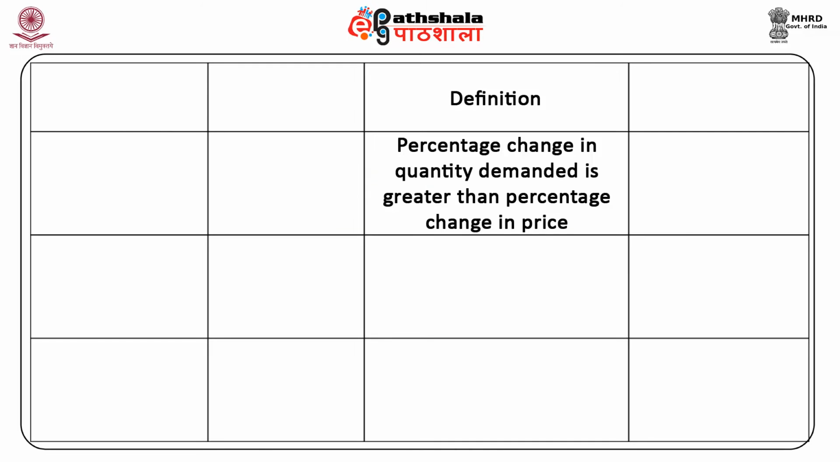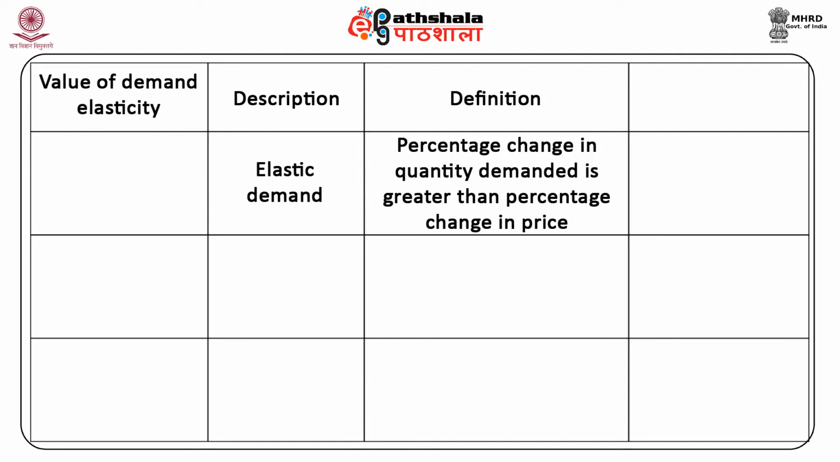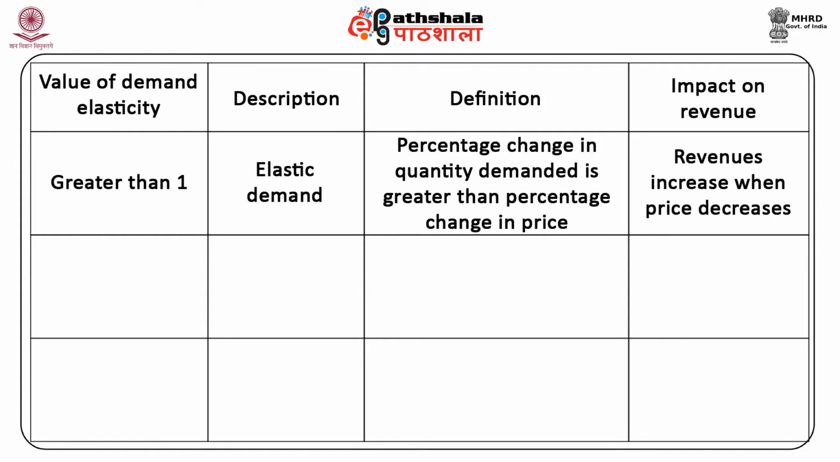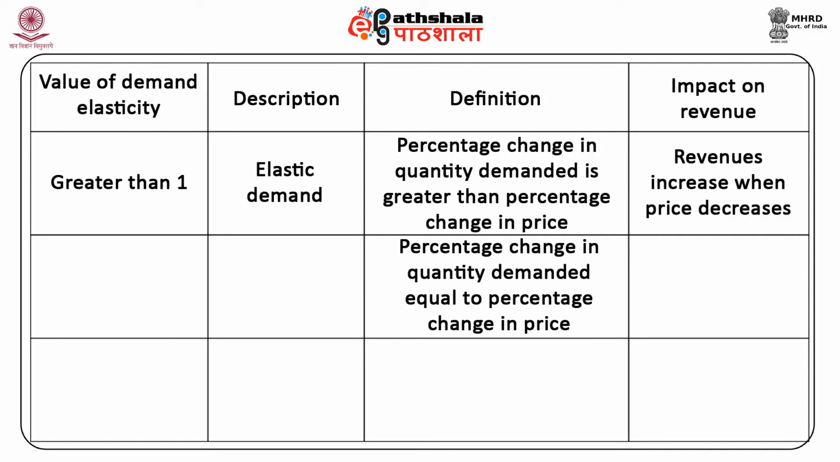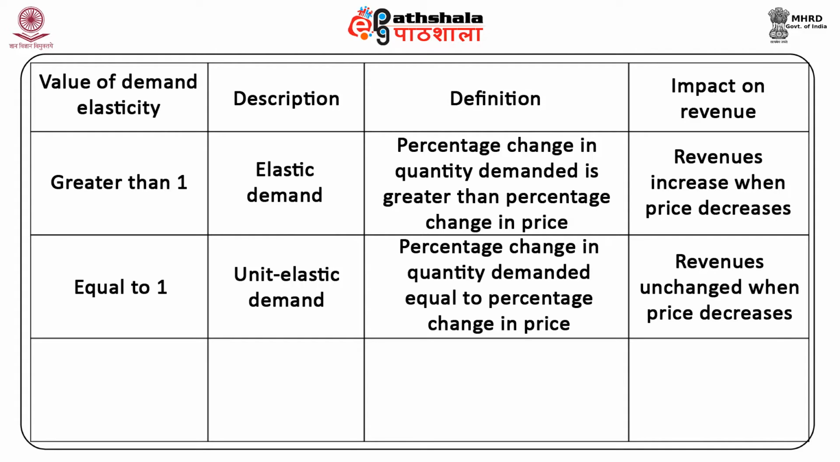When the percentage change in quantity demanded is greater than the percentage change in price, it is termed as elastic demand. In the case of elastic demand, the value of demand elasticity is greater than 1. Elasticity of demand has an impact on revenue. Revenue increases when price decreases when there is elastic demand. When the percentage change in quantity demanded is equal to the percentage change in price, it is termed as unit elastic demand. In unit elastic demand, the value of elasticity is equal to 1 and revenue remains unchanged when price decreases.